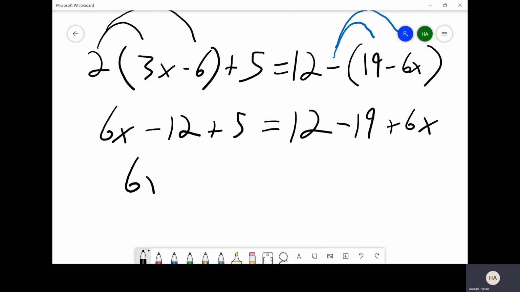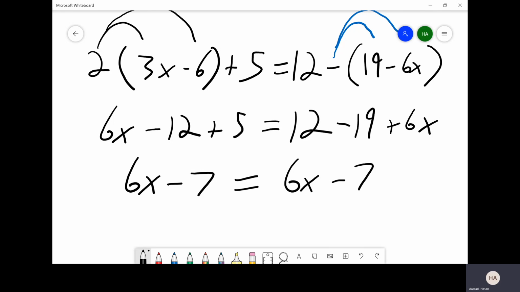So we bring the 6x down here. Negative 12 plus 5. Well, it's a larger negative number than it is a positive number, right? So we know it's still going to be negative. So 12, it's the same thing as 5 minus 12 gives us negative 7. Over here, 12 minus 19 is also negative 7. And because of the commutative property of addition, I'm just going to put the 6x in front. Again, won't change anything. 6x minus 7.